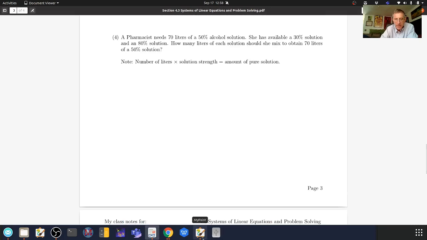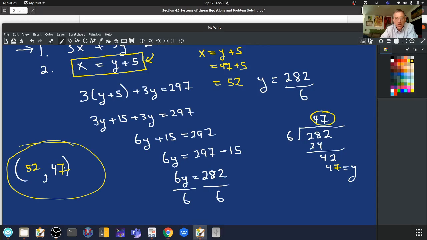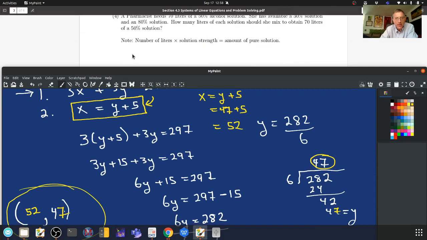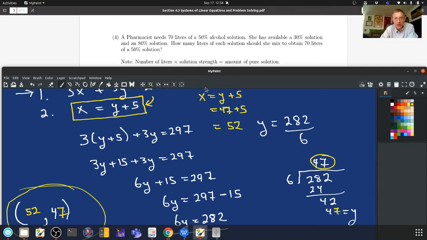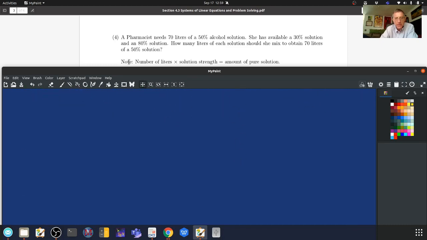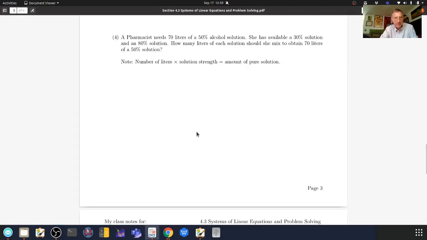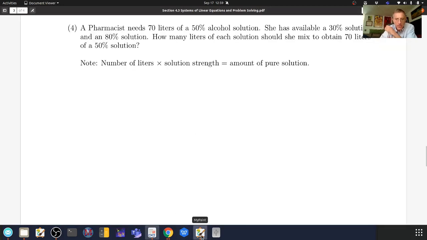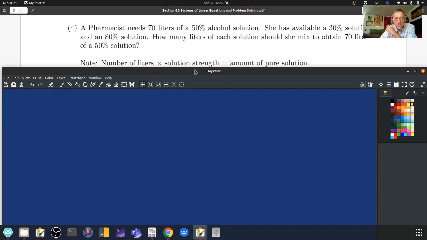Next one, very similar to the traveling problem. So we're going to have to use this. I give you a little hint here. Maybe I should make this bigger, sorry. So the number of liters times solution strength is equal to the amount of pure solution.